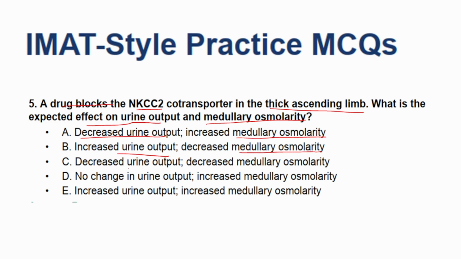Option C is decreased urine output and decreased medullary osmolarity. Option D says no change in urine output but increased medullary osmolarity. Finally, option E is increased urine output, increased medullary osmolarity.